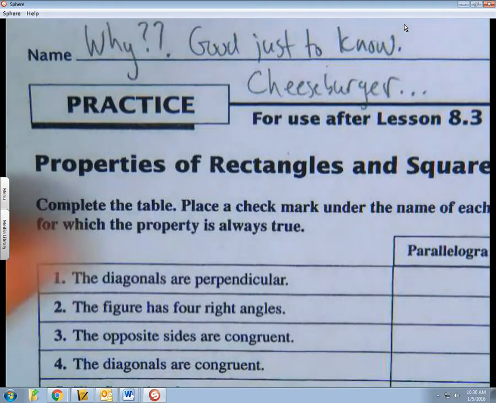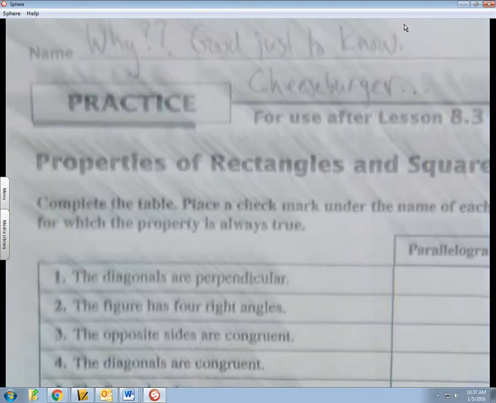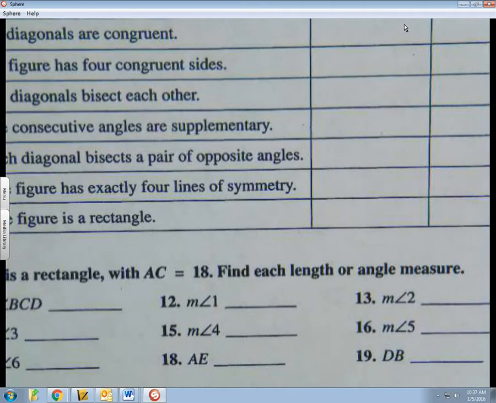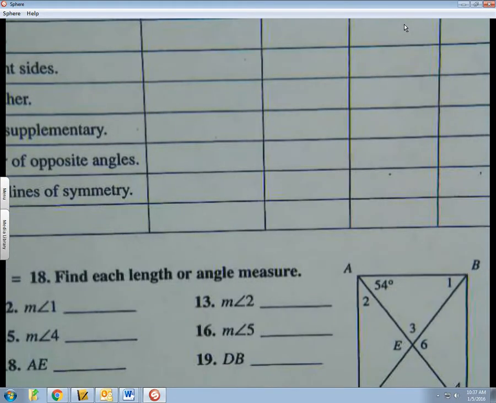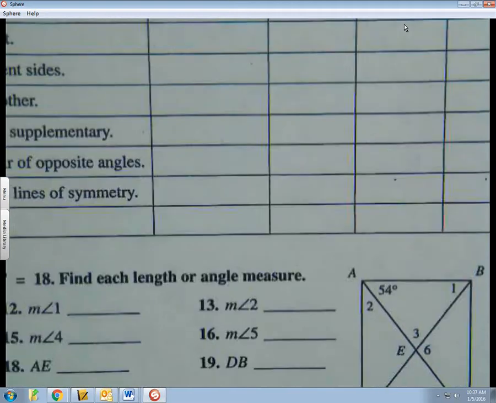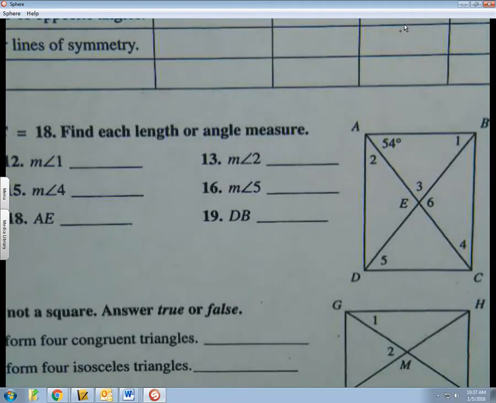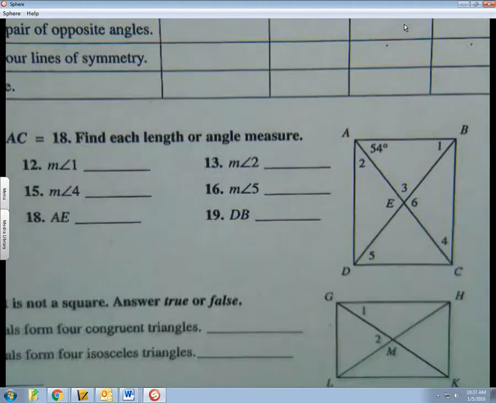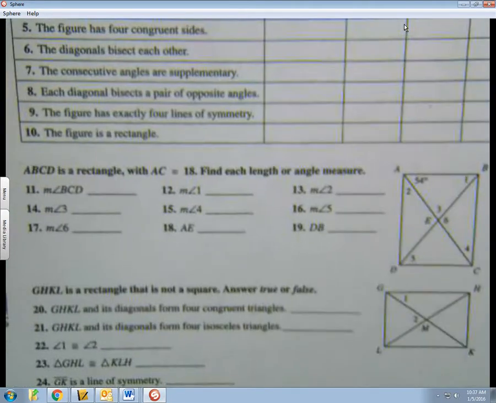Alright? So, rectangles and squares, let's look at some properties here. Sometimes it's good just to know these properties. Alright, and I'm just going to start over here. Okay? And actually, I'm going to model a little different problem-solving strategy today. Sometimes there's clues in the question.